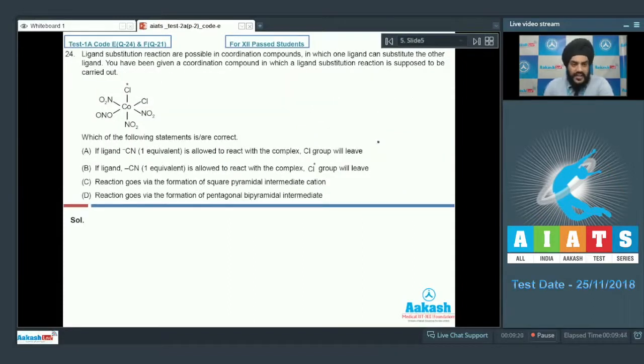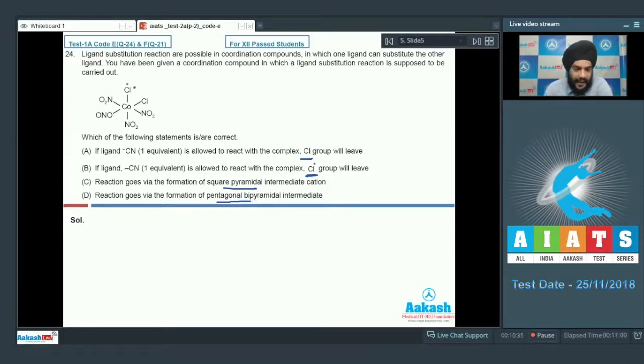Ligand substitution reactions are possible in coordination compounds, in which one ligand can substitute the other ligand. We have been given a coordination compound in which a ligand substitution reaction is supposed to be carried out. So we have the given coordination compound. The examiner is interested in knowing about which Cl group is going to leave and about the intermediate which is formed during this ligand substitution reaction.